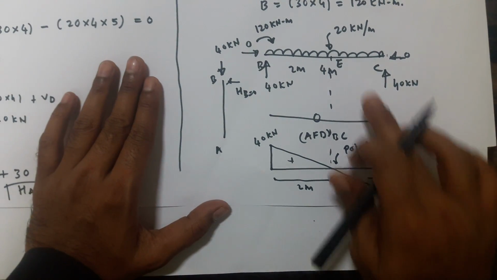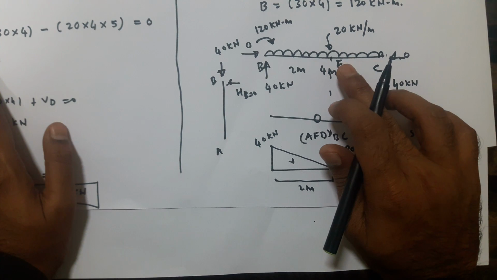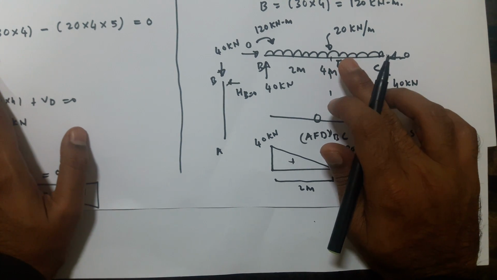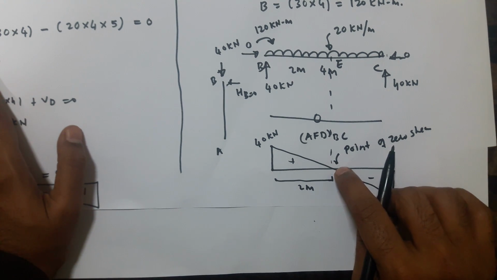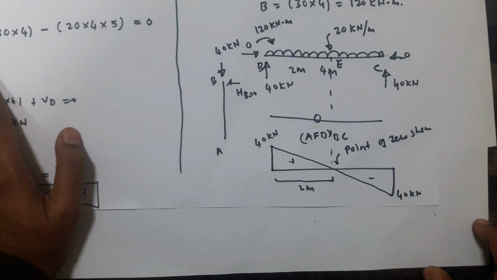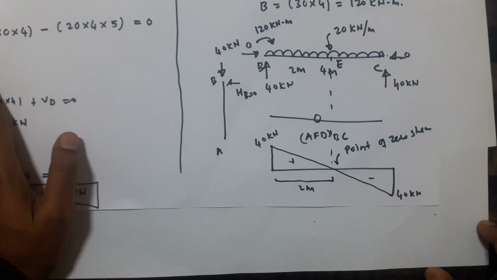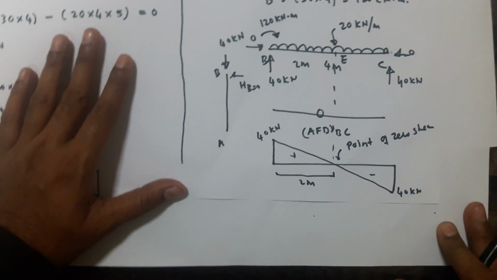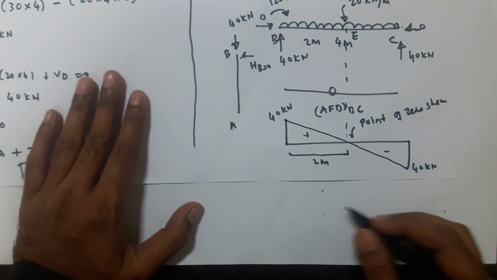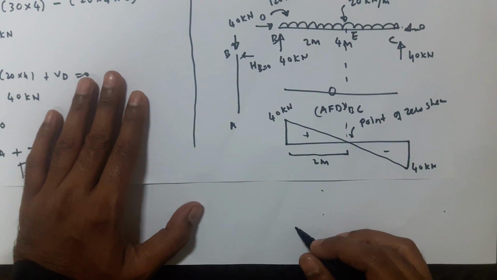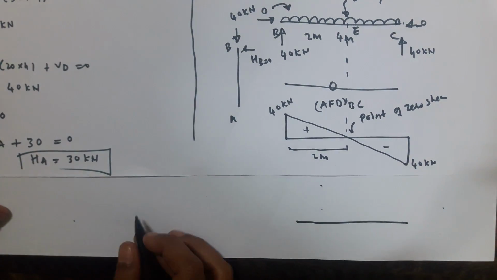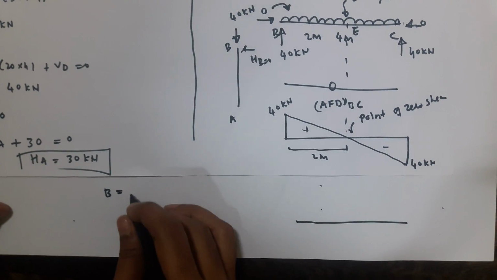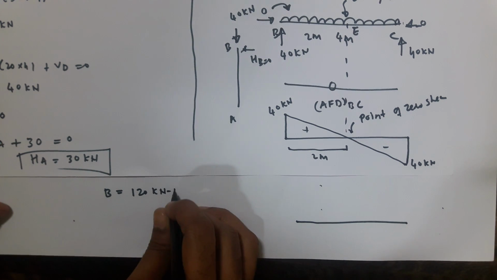Now we have to find the bending moment at point E, because at point E the shear force value is 0. We know from the basics that at a point of 0 shear you get maximum moment. So we are getting maximum moment at point E. We have to find that. First draw the datum. Bending moment at B is equal to 120 kilonewton meter.